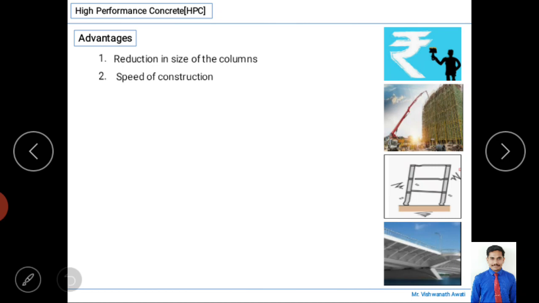Next is speed of the construction. Why is that? Because its workability is good, and its flowing ability and filling ability are good, and segregation is very less. It also has very good fluidity. Due to this there are fewer hurdles, and because of fewer hurdles it makes construction activities faster. It reduces the time comparatively.